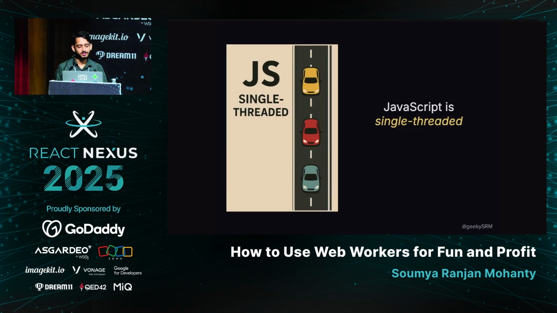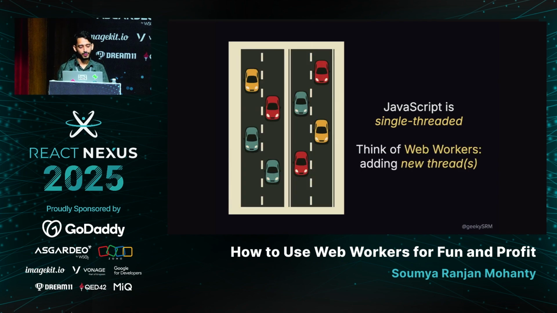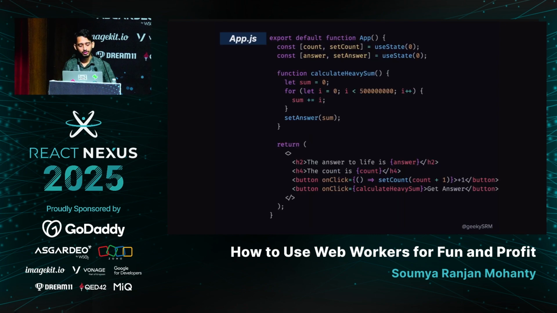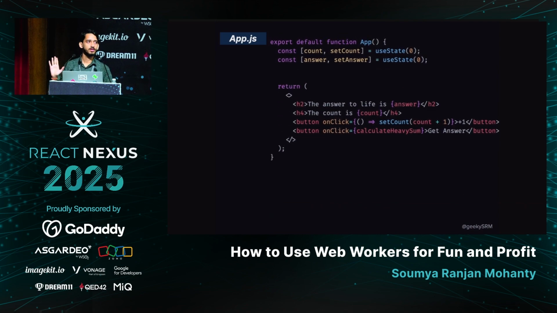As you have seen already, the issue was occurring because JavaScript is a single-threaded language. It only has a single thread. So what if we had multiple threads? You can keep a mental model like, web workers are adding new threads to JavaScript. Let us see them in action. So this was the original app.js code that we already have. Let us remove the problematic code. We have completely removed it.